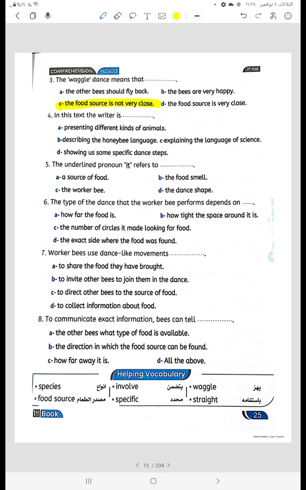In this text the writer is presenting different kinds of animals، لأ. Describing the honeybee language، explaining the language of science، no. Showing us some specific dance steps، number B.